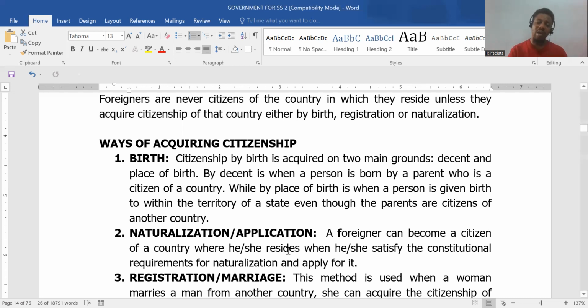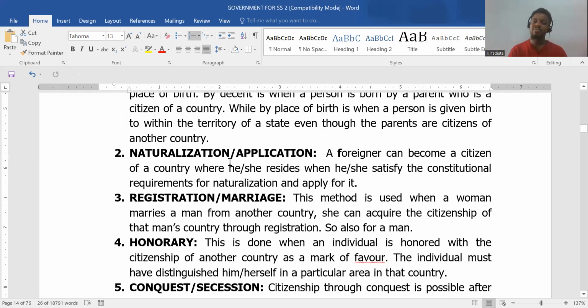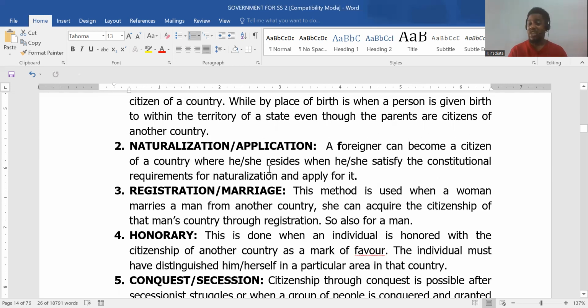Now, naturalization and application. Here, a foreigner can become a citizen of a country where he or she resides when he has met the constitutional requirements of naturalization. So this is where you stay in the country for a period. Some countries have requirements. Some will say you will stay 7 years. Some will say you will stay 21 years and the likes. You must be of good personal conduct, pay tax, have no criminal record, and you can apply for it. That's what we call naturalization. Many of us studied abroad, worked there, and applied for it over time, and we got it.